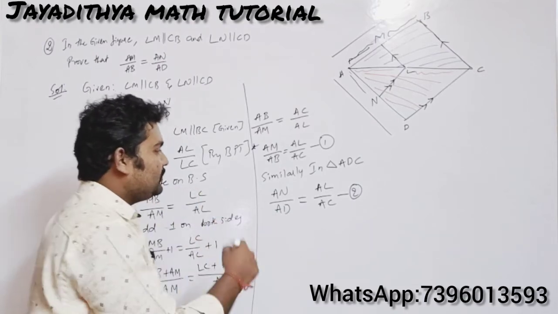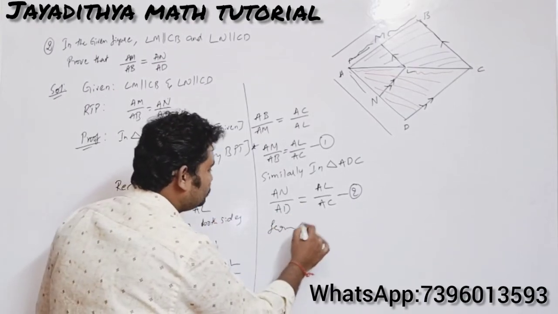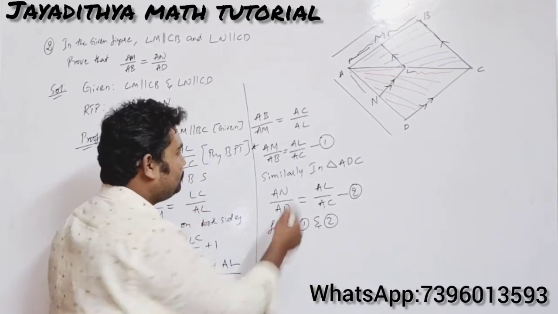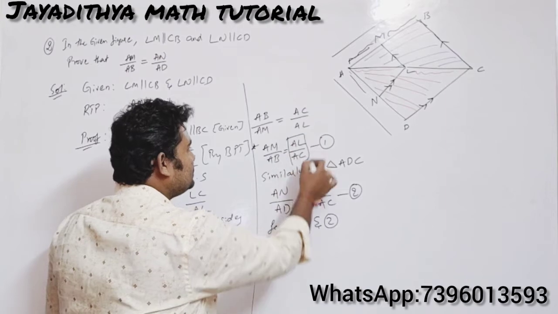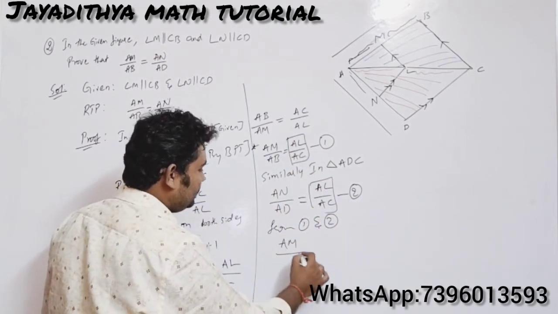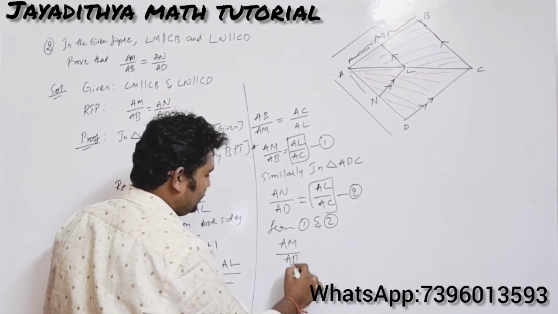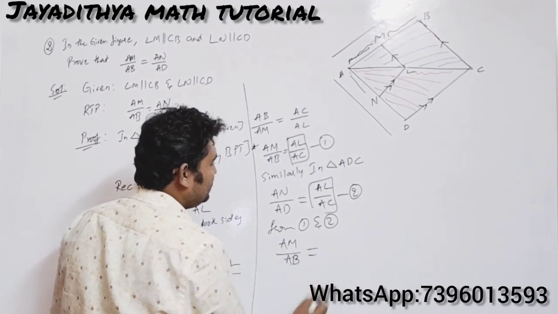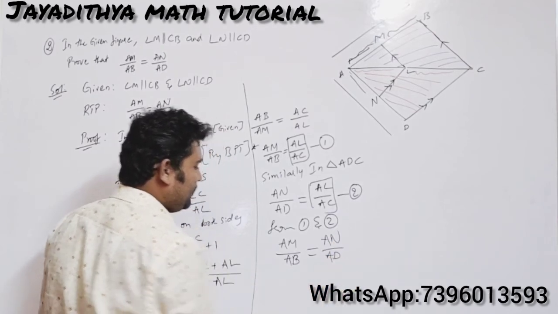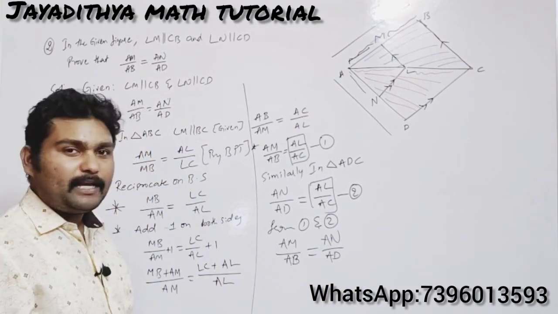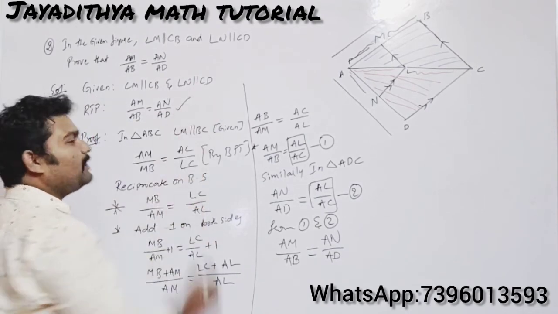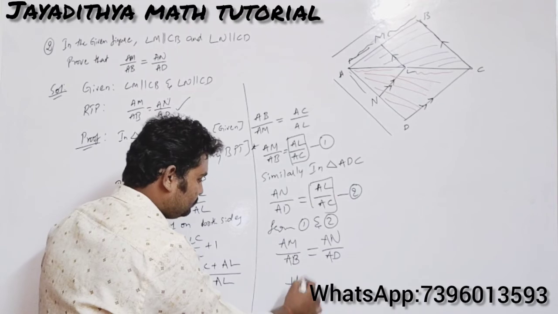Okay, second equation. So what happens from 1 and 2? RHS are equal in both the cases. Therefore, you can say that AM by AB is equal to AN by AD. So this is our required proof, hence proved.